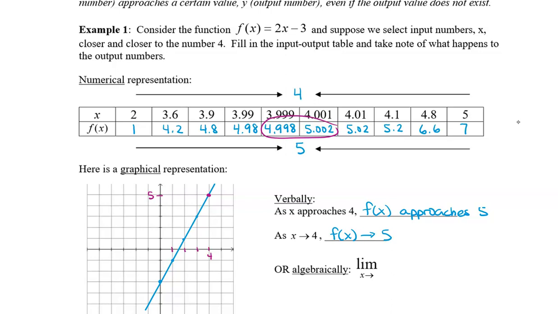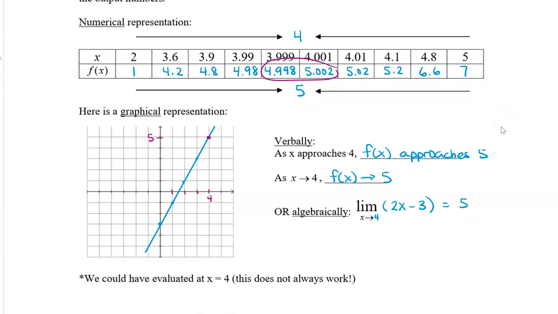Now, algebraically, this is not how we write this, but we use the word limit. So we abbreviate that with lim, L-I-M. So limit as x approaches 4, and we write the x with an arrow and the number 4 underneath the word lim. And then our function is 2x minus 3. So we know what the function is that we're looking at. And then this will equal 5.